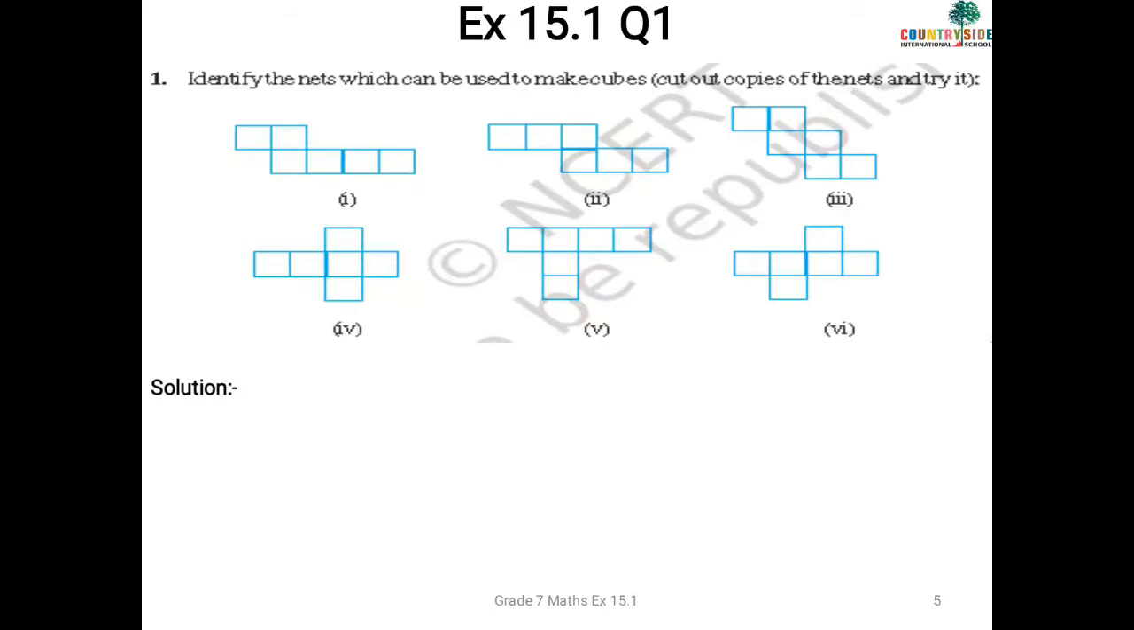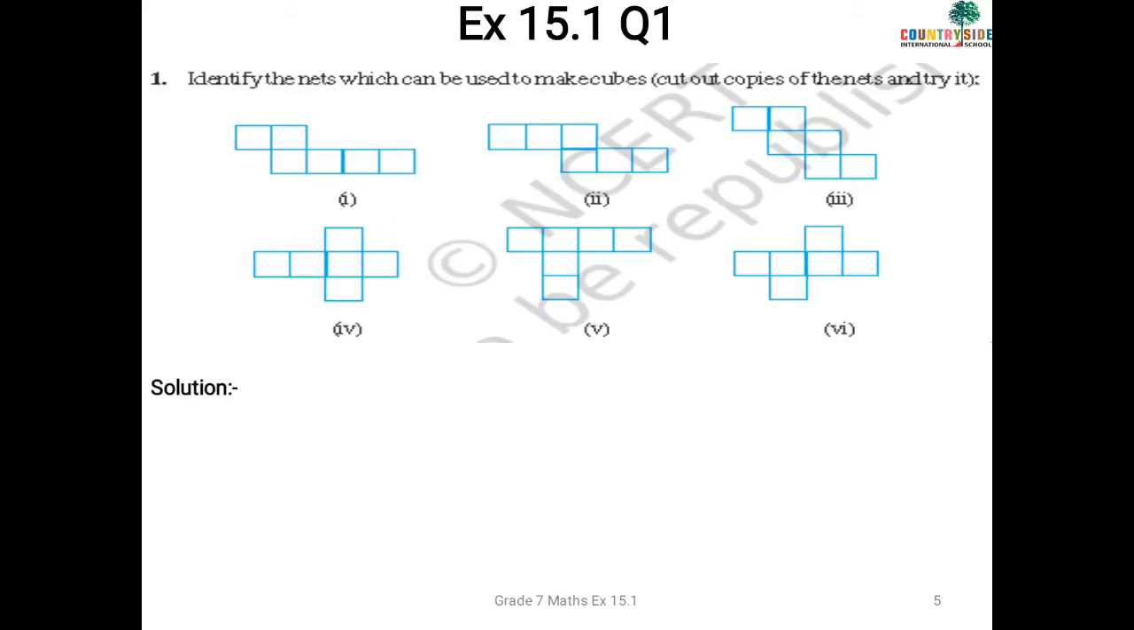So scholars, now let's solve question number 1 from exercise 15.1, and in this question you have to perform one activity. First of all, read the question: identify the nets which can be used to make cubes. It is written that you should cut out the pieces of the nets and try it. So what you have to do is, everyone take out a piece of paper and cut this kind of layout on it. You have to cut all these layouts 1, 2, 3, 4, 5, 6, and try to make the cube from each layout.